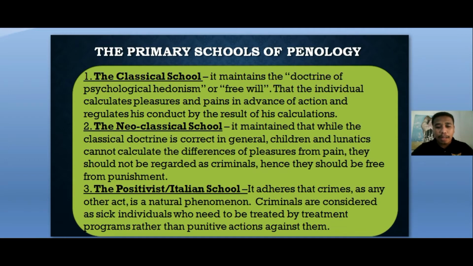On the other hand, in the positivist or Italian school, it adheres that crimes, as any other acts, is a natural phenomenon. Criminals are considered as sick individuals who need to be treated by treatment programs rather than the punitive actions against them. So in the Italian or positivist school, it views crimes as a product of internal and external factors that are beyond the control of man. So it assumed that criminals are sick individuals.